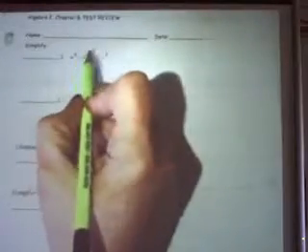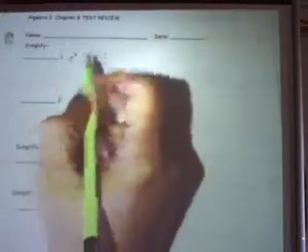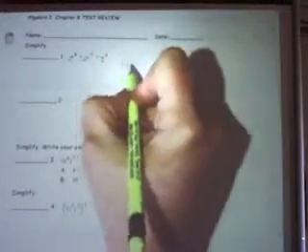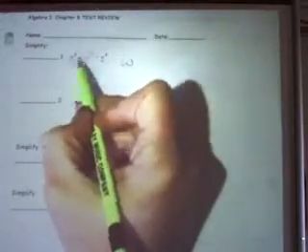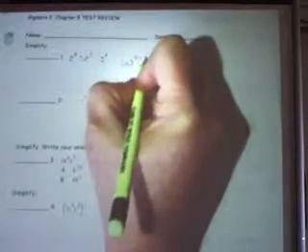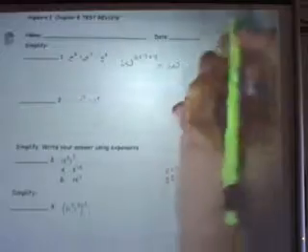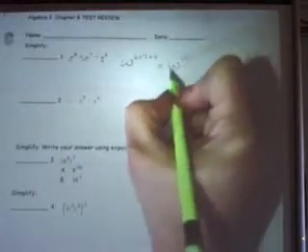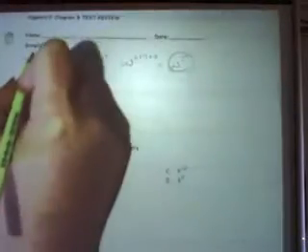Right here I have multiplication, so I can see that I'm multiplying like bases. So I'm going to have W. When you multiply like bases, you add the exponent. So 6 plus 7 plus 4, which gives me W to the 17th. It is now simplified. That's as low as it'll go.